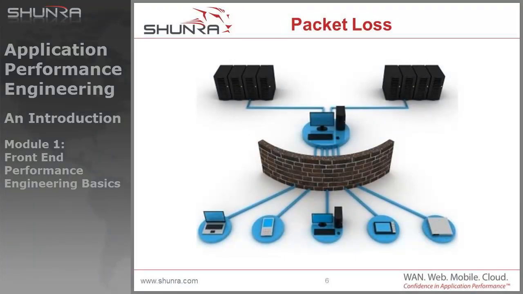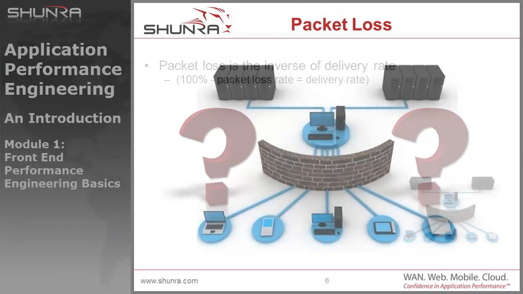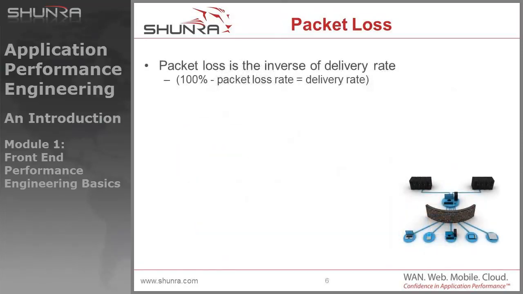Now, packet loss is very much affected by latency and also contributes to latency. So packet loss basically is the inverse of delivery rate, okay? So in the perfect world, we would deliver 100% of our packets from point A to point B, but due to a lot of different factors, that's not possible.